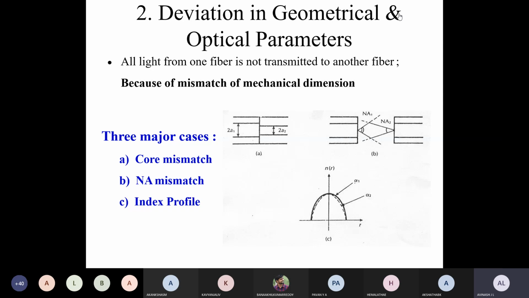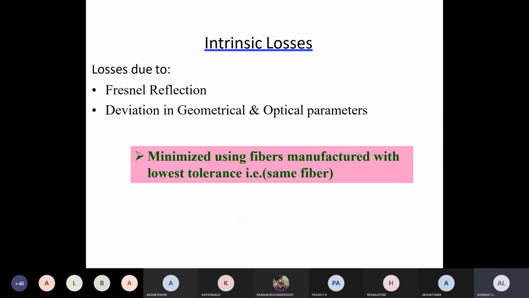After that, we'll see the next type of losses, intrinsic losses. These intrinsic losses occur from the Fresnel reflection and deviation in geometrical and optical parameters. What are the concepts we have discussed so far? These two concepts cause the intrinsic losses.